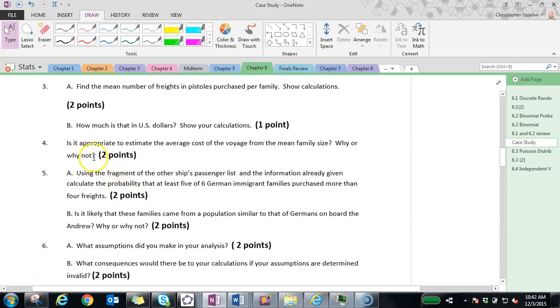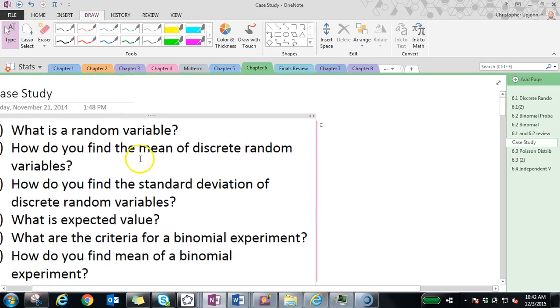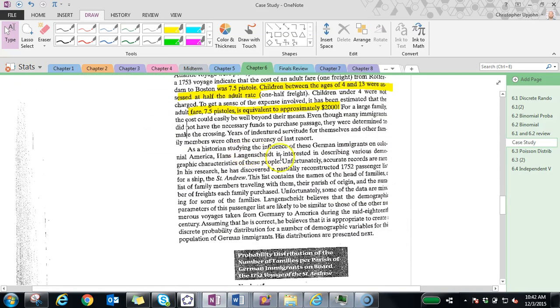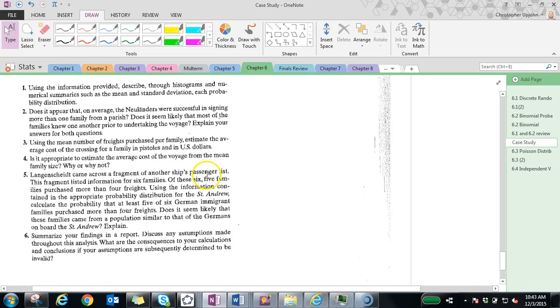Is it appropriate to estimate the average cost of the voyage from the mean family size? Why or why not? Again, look back and see how they were charged for a family, per person, what children were costed at. Read it.